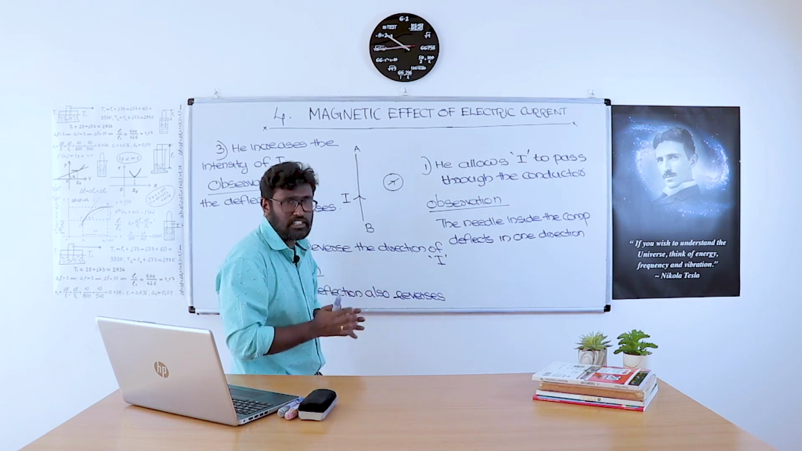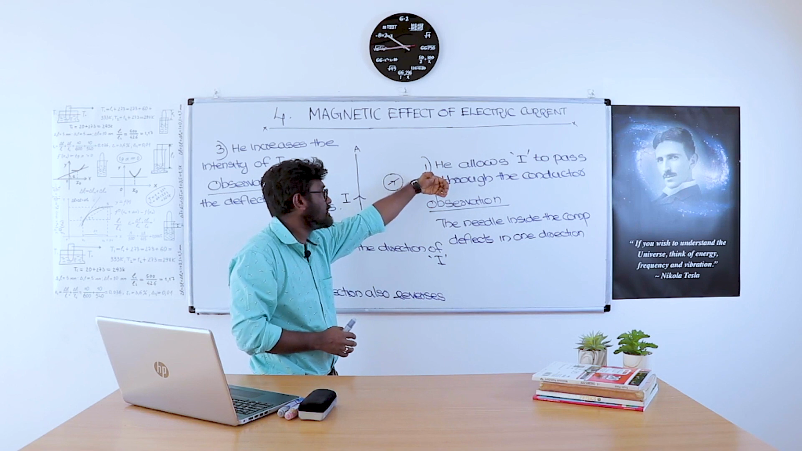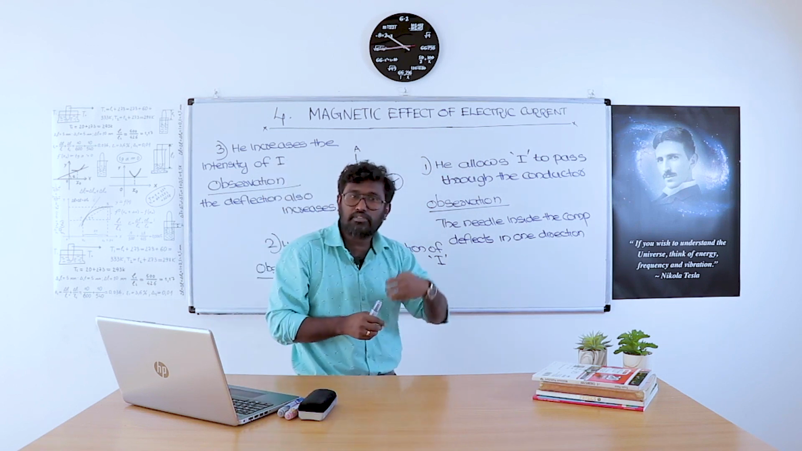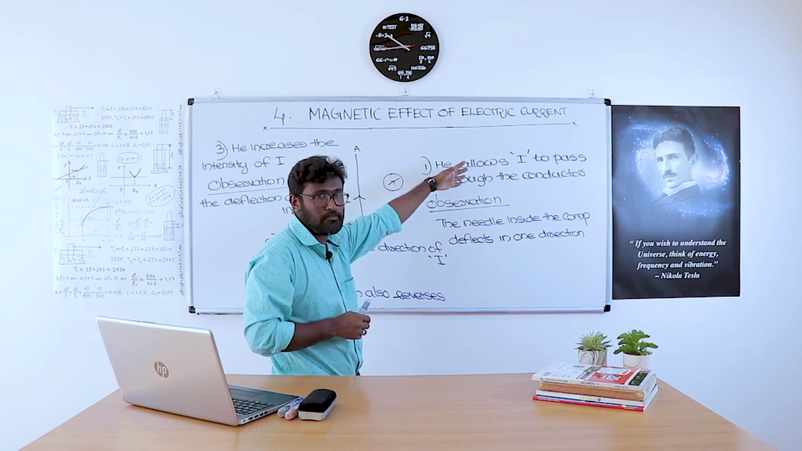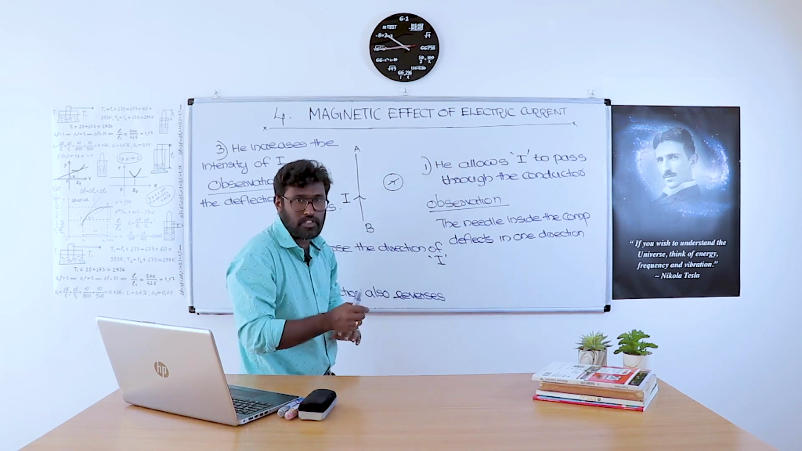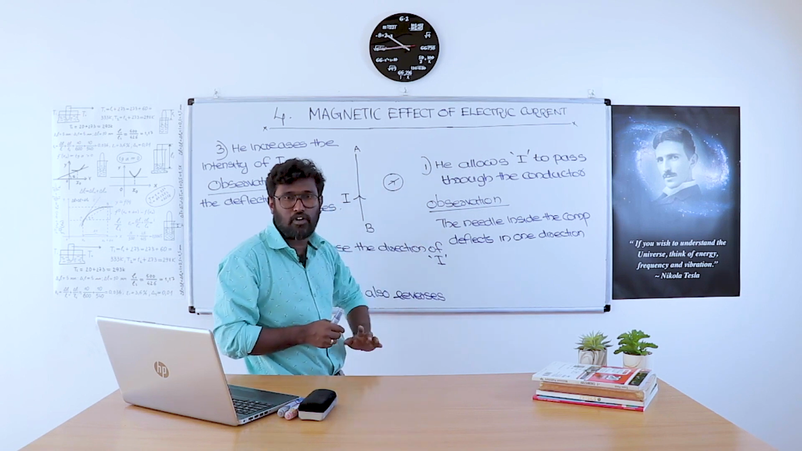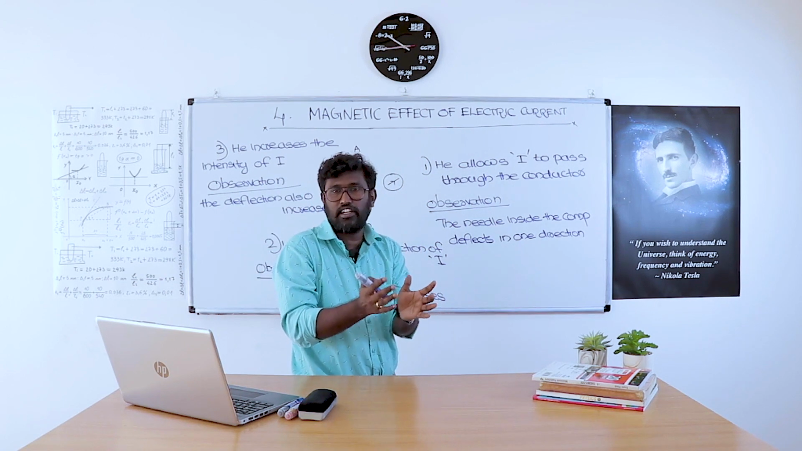What are all the things he did in the experiment? First of all, he allows electric current to pass through the conductor. What is the observation? Whenever electric current passes through the conductor, the needle inside the compass deflects in one direction.